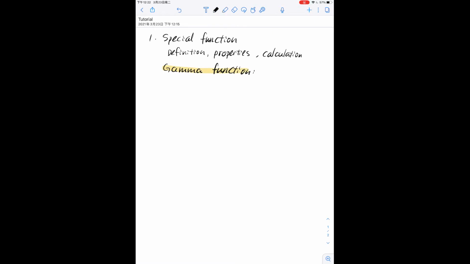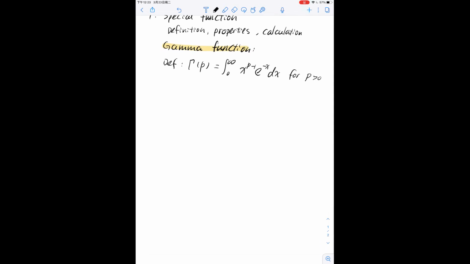So the gamma function has a definition like this. Gamma function of p equals the integral from 0 to infinity of x to the power of p minus 1 times the exponential of minus x dx, for p larger than 0. And it has some important properties.